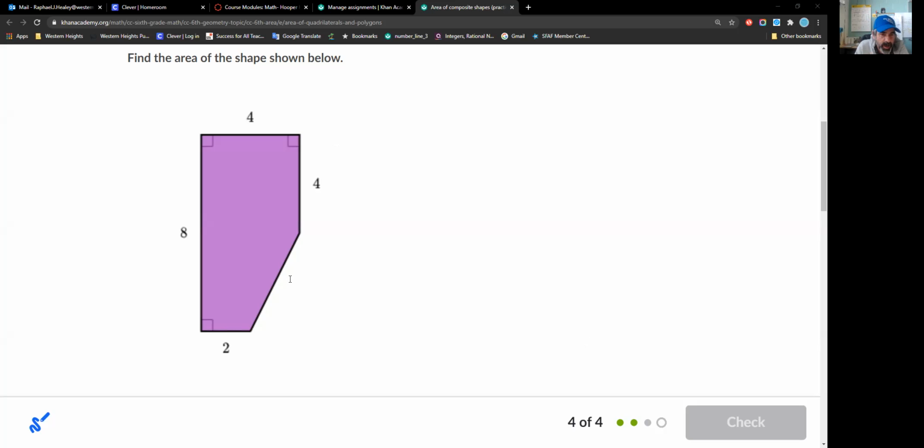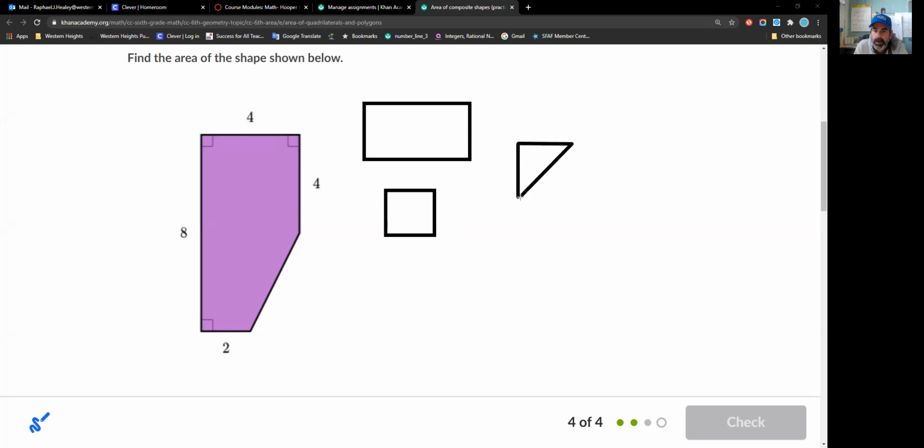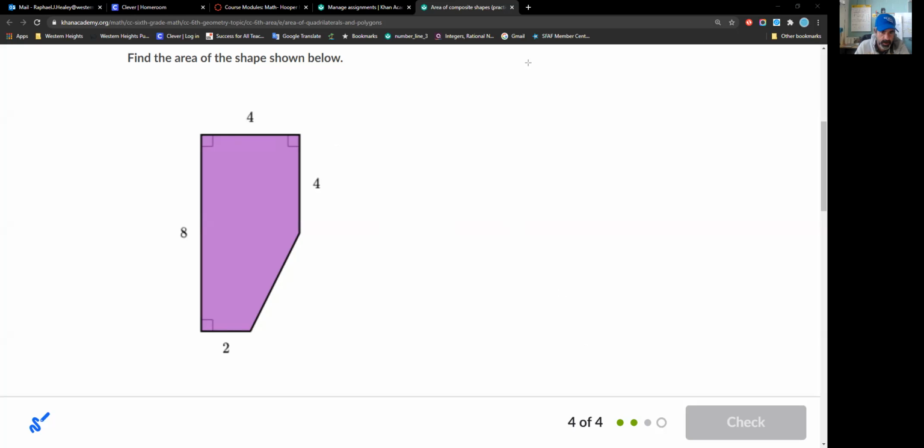As you can see, we have this shape here. And what is it made up of? So the way you do these problems is you have to look for shapes. The type of shapes that we're looking for are ones that we know the area of. We're looking for shapes like rectangles, squares, and we're looking for triangles. So let's see if we can locate those shapes, okay?